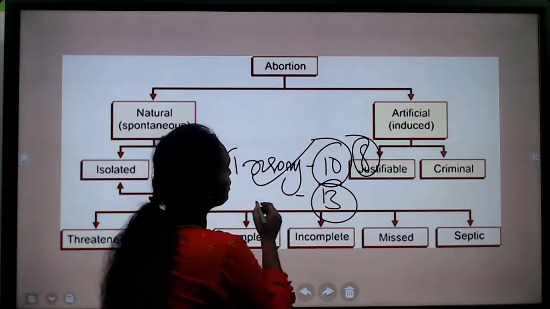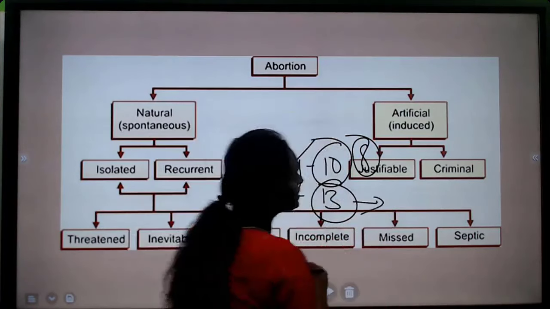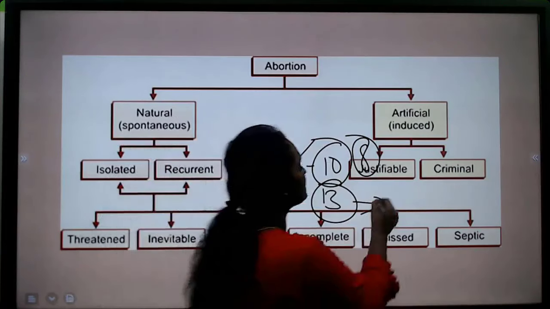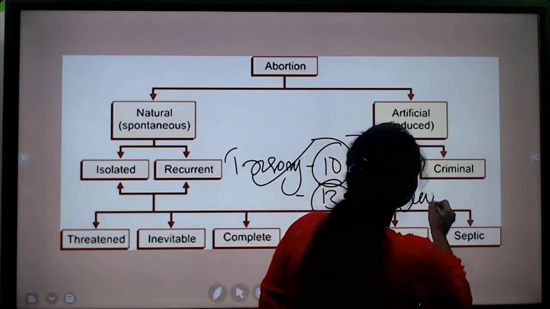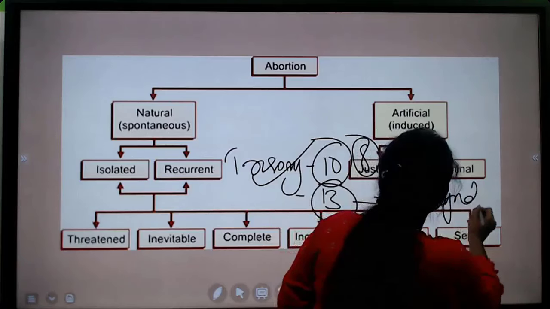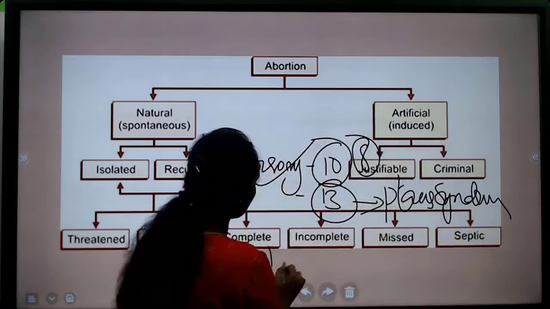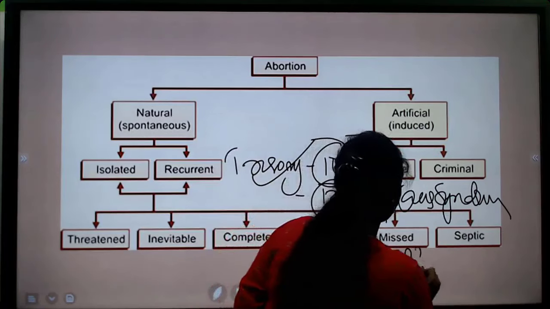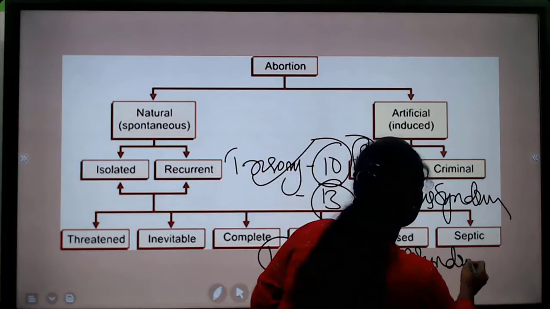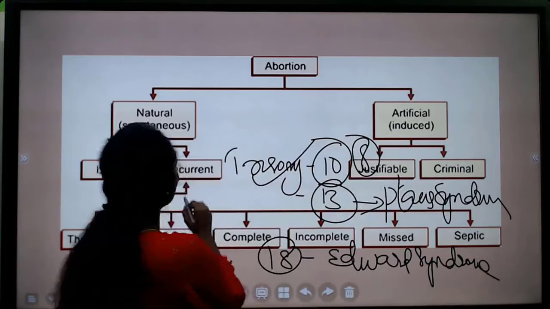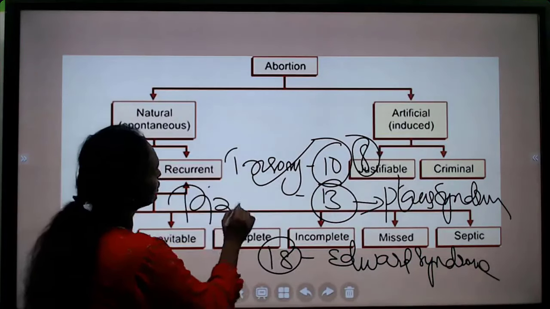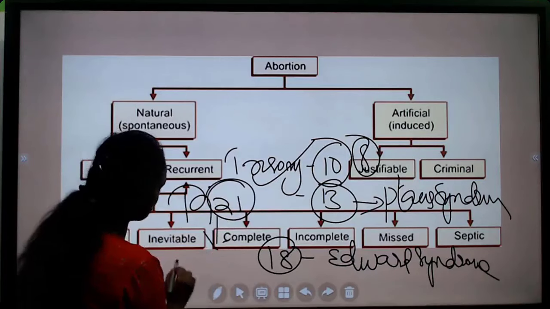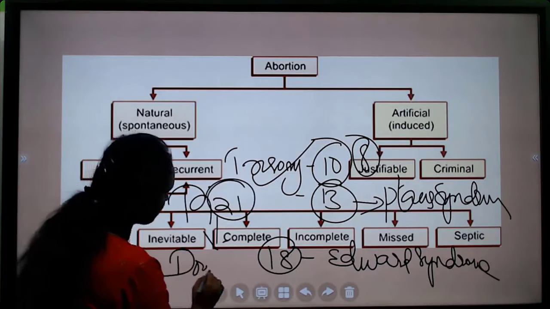Next, trisomy 13. Trisomy 13 means what? It is Patau syndrome. Next, trisomy 18 is Edward syndrome. And trisomy 21 is Down syndrome.